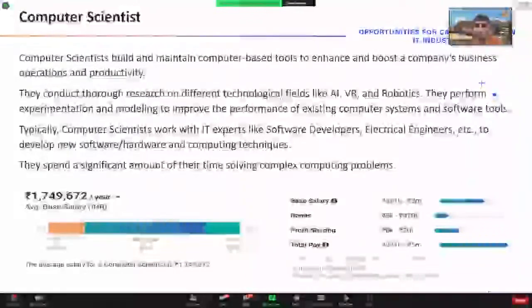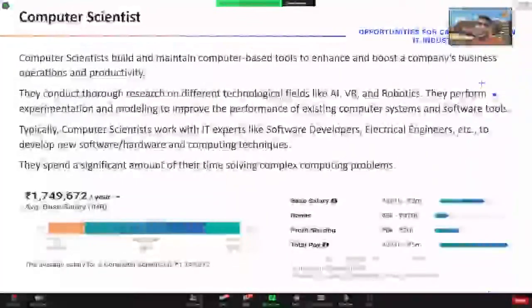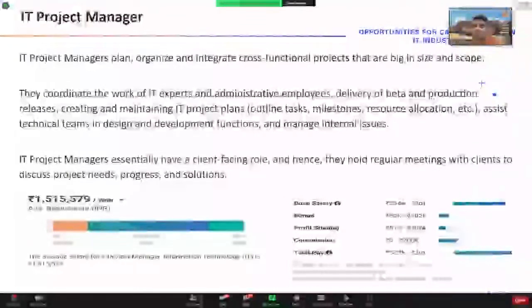Moving forward, the next one is IT project manager. A lot of students have this notion that it is a non-technical job, and that is why I have put it here. An IT project manager is not non-technical, but it's a cross-functional role. It requires technical skills, and it requires better communication skills, I would say. Communication skills as in not speaking in English, but delivering the message in a correct manner.